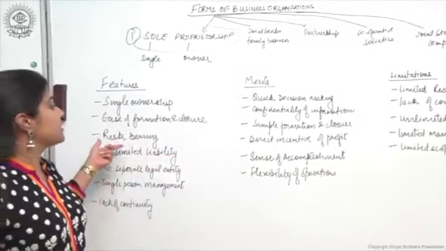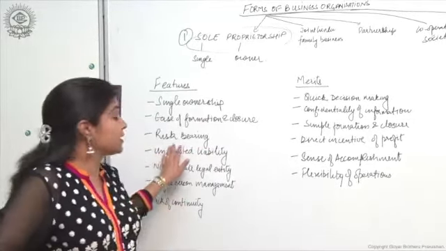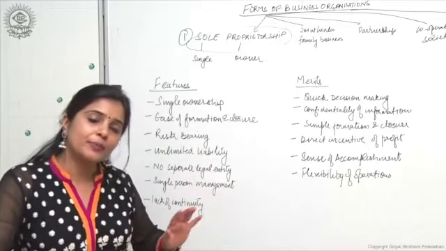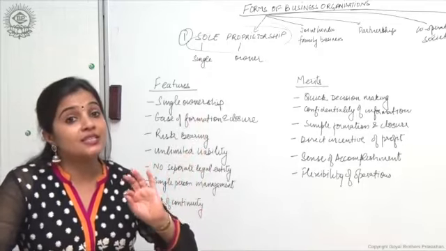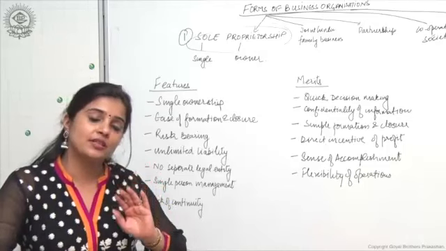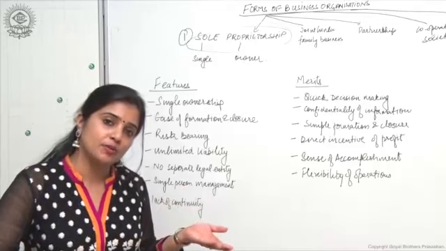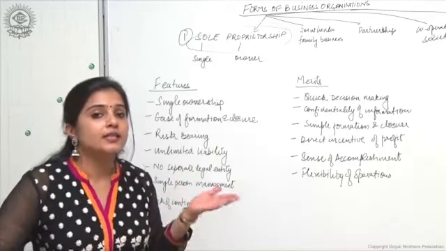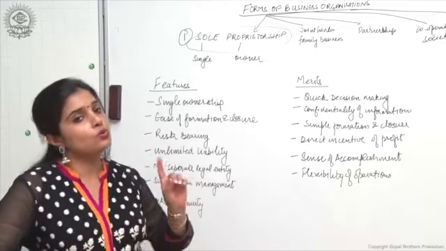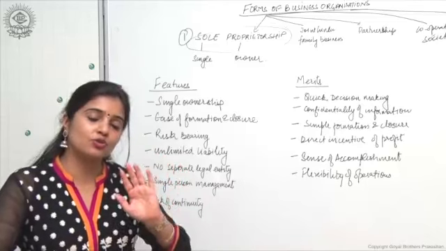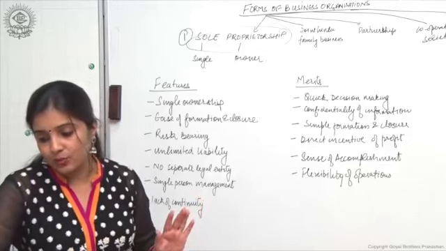Then third is risk bearing. As I told you, in this case there is a single owner. One person manages the entire show. Okay, if we are saying risk bearing, he is the one who has to bear the risk in the business, right? What is risk? There can be a gain, and there can also be a loss. So in case there is profit, that also belongs to that particular person only, and in case there is a loss, that also belongs to one person only. So he is the one, he has to bear the risk single-handedly. He cannot share his risk with anyone, right?